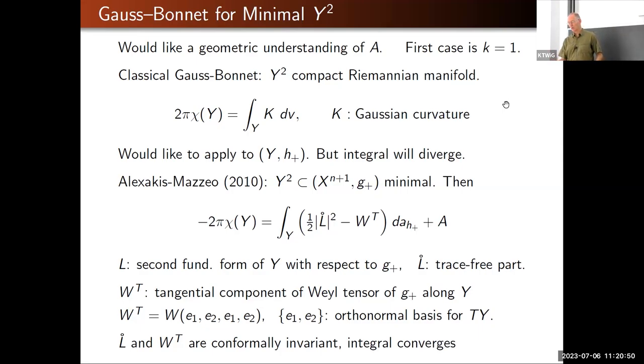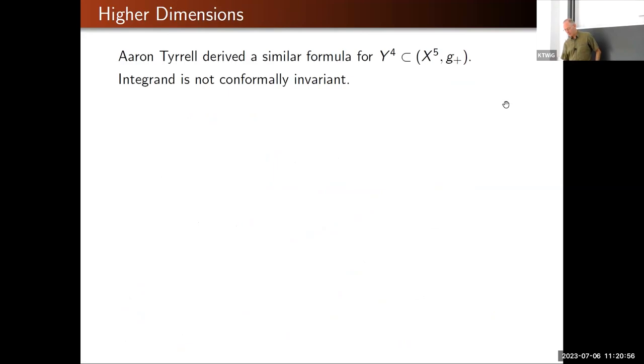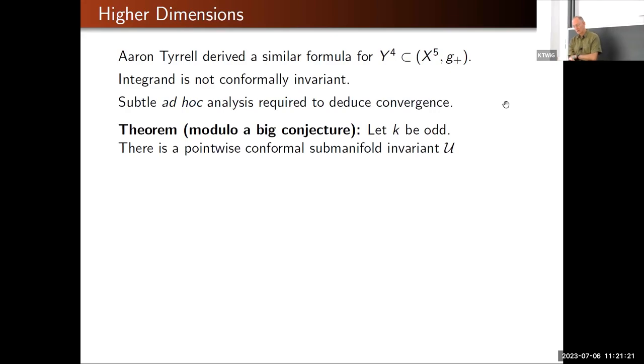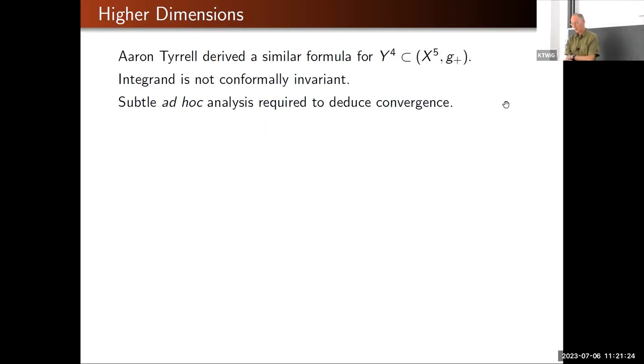The main result I want to discuss is a higher dimensional version of this formula. There's one preliminary result, an extension of the Alexakis-Mazzeo result, derived by Aaron Tyrrell, who looked at the four-dimensional case. So Y is four-dimensional, and he derived this in the hypersurface case. There's an analogous formula, but in his formula, the integrand is not conformally invariant. He showed that the integral in his formula converged, but it was subtle: different terms diverge at different rates, and he had to figure out how to make that converge.